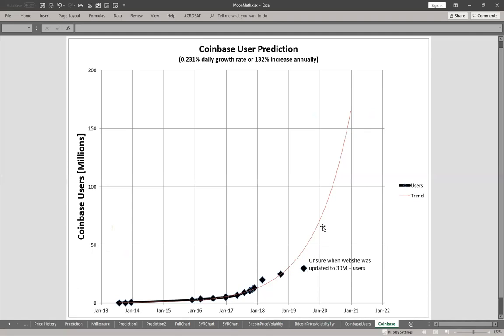So I wouldn't believe that they're up this high yet at 70 million users, but they're probably well over 30, maybe even close to 40 million. And if we have another big price increase, we're probably going to see that too.